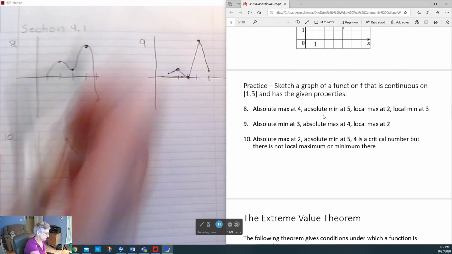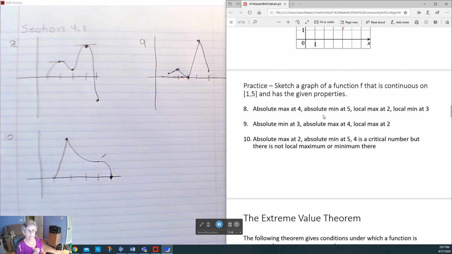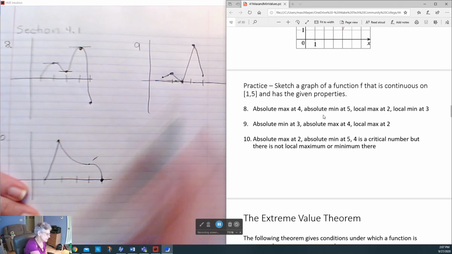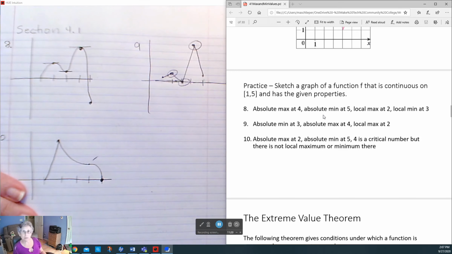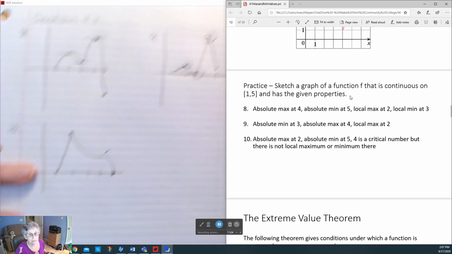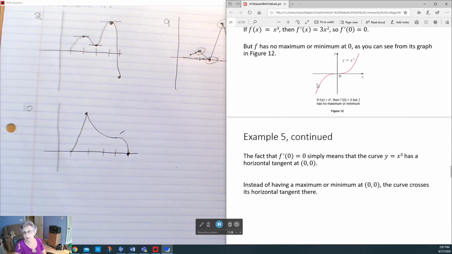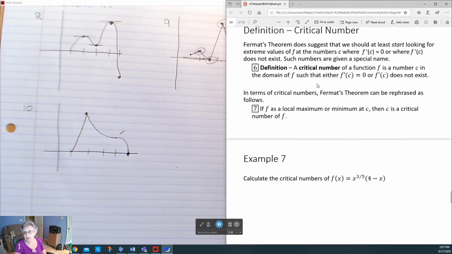So remember, horizontal tangent lines. When I drew that one, I made it nice and smooth and curvy. It has horizontal tangent lines at its maxes and mins. This one is not differentiable at its maxes and mins. So either one is a critical number. Okay. Let's get back to where we were.